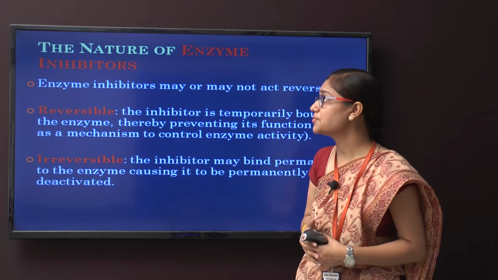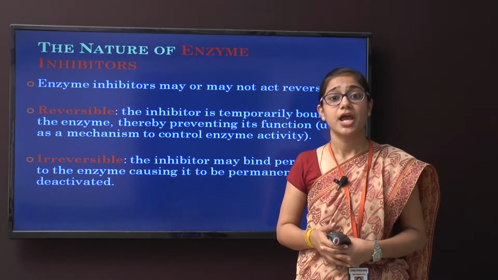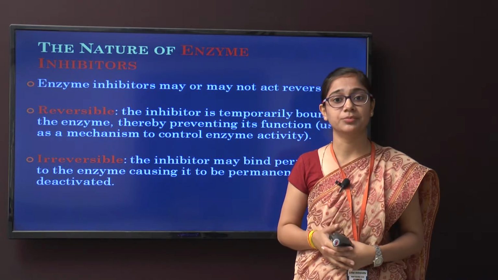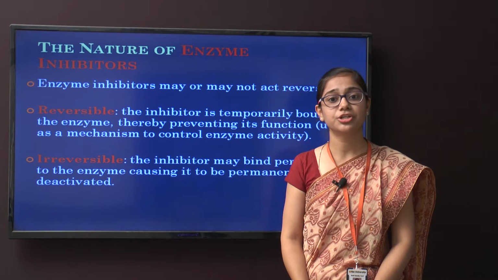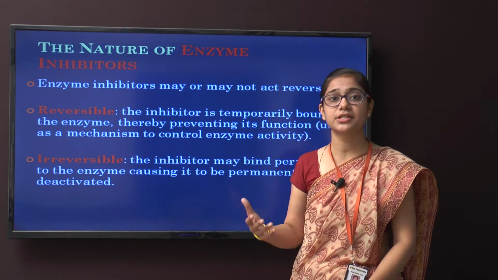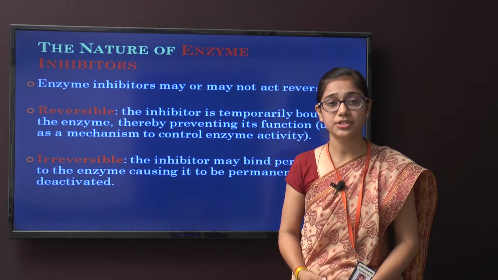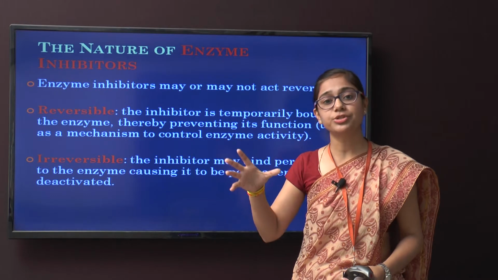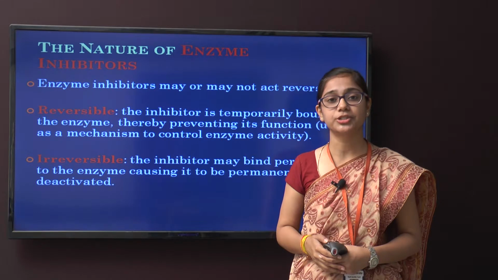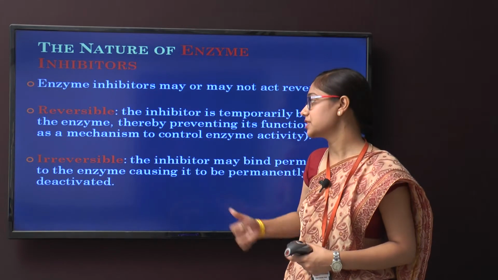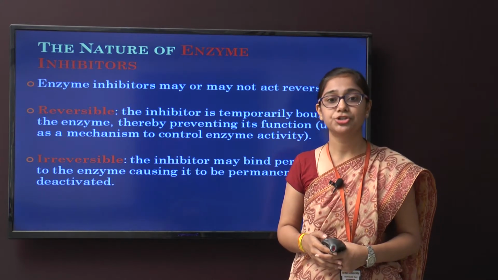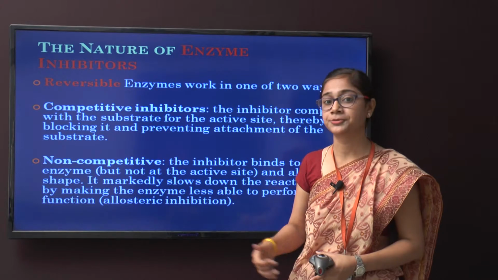Next is the nature of the enzyme inhibitor. Enzyme inhibitors may or may not be reversible. There are two types of inhibitor, reversible inhibitor and irreversible inhibitor. A reversible inhibitor is temporarily bound to the enzyme at the active site, and is used as a mechanism to control enzyme activity. And the irreversible inhibitor may bind permanently, causing permanent deactivation.